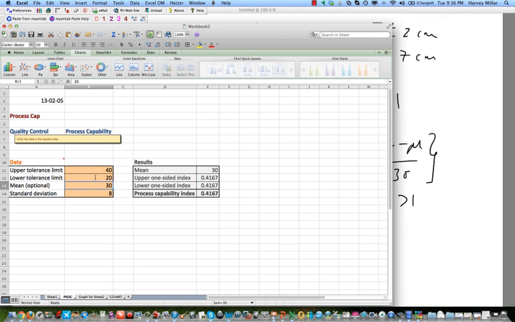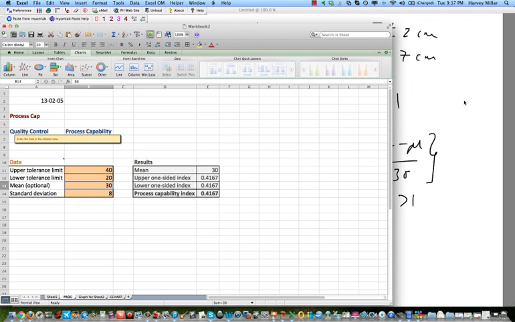So what do we have? If we look at this, 20 and 40, the mean is 30. I'm basically using a tolerance of 30 plus or minus 10. And as you can see, we don't have very good one side capabilities, and the overall process capability index is rather small, which means we'll produce a lot of defects.